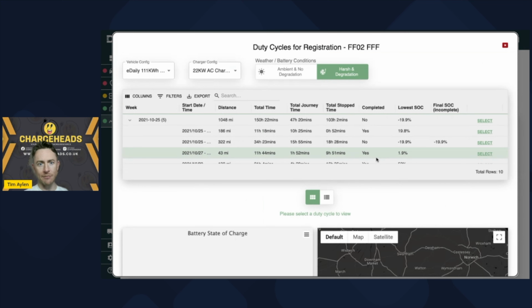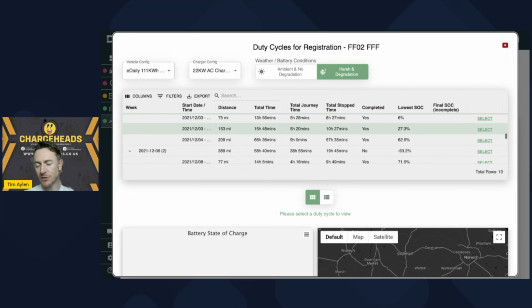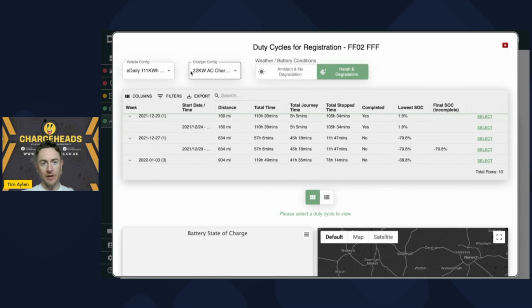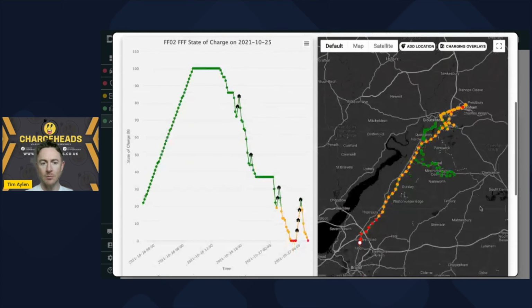This is where it gets really clever, because we can look at every simulation on a daily basis where the software has simulated this vehicle with that charger speed against the normal ICE data. At the top here we've got start date and time, distance traveled, total journey time, total stopped time, completed, lowest state of charge, and final state of charge. And on this particular one here, we've got minus 19.9%, which essentially means that definitely didn't work. So let's select that particular example.